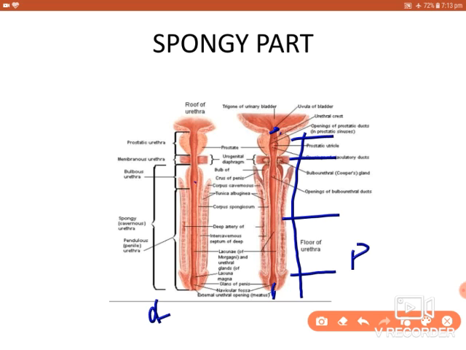Here this part is the intrabulbar fossa, this dilated part here. This dilated part at the free part, the most distal part, is the navicular fossa. Then in the posterior wall there are numerous urethral glands that open. The openings of urethral glands collectively form the glands of Littre.